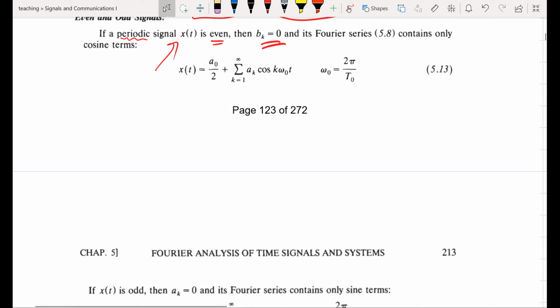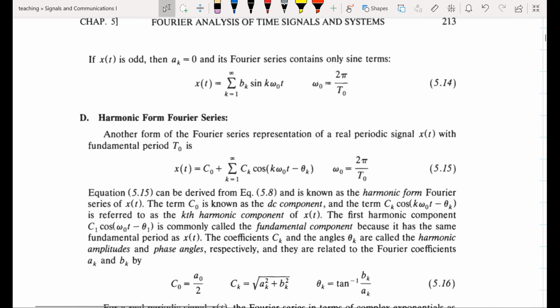And therefore, our equation 5.8 takes this form. On the other hand, if our function x(t) is odd, then our ak, which is the coefficient of the cosine term, goes to 0, and we are left with the sine term, as you can see in equation 5.14.